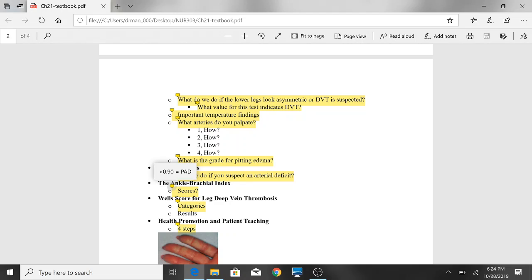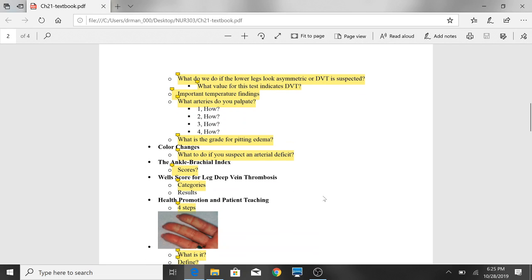Now let's talk about the Wells score for leg deep vein thrombosis. This is a lot to write down, so I didn't. The book is right here. You get 1 point for active cancer, another point for paralysis, another point for being recently bedridden, another point for tenderness. Just a lot. Basically, if you get a score of 1 to 2, it's a moderate probability of DVT. If you get a 3 or higher, it's a high probability of DVT.